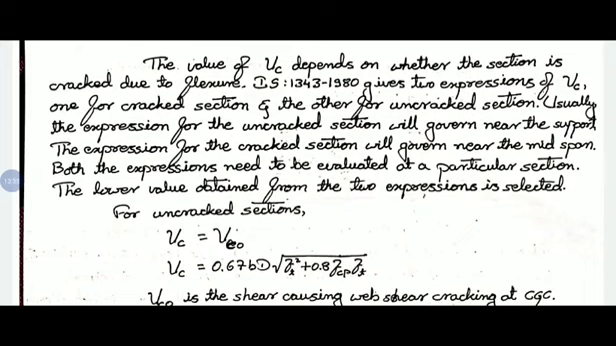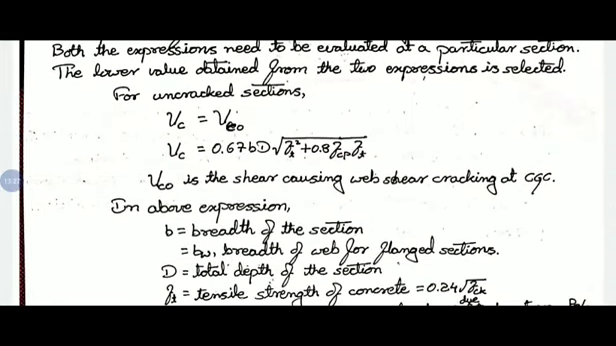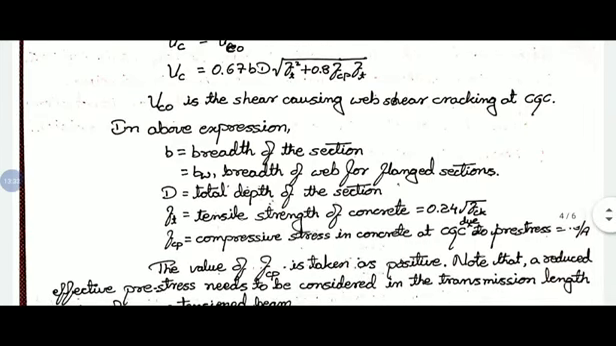So for uncracked sections we have the equation Vc equals 0.67 b D root of ft square plus 0.8 fcp ft. So in the above expression we have the different parameters. b, breadth of the section if it is rectangle, and breadth of the web if it is flanged sections. Then D is overall depth of the section. ft, tensile strength of concrete, that is 0.24 root fck. fcp, compressive stress in concrete at center of gravity of concrete section due to pre-stress, P by A, effective pre-stress upon area of the section.